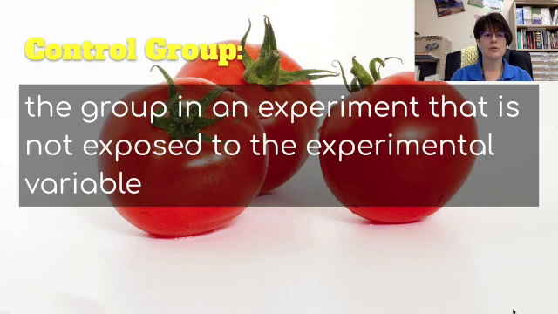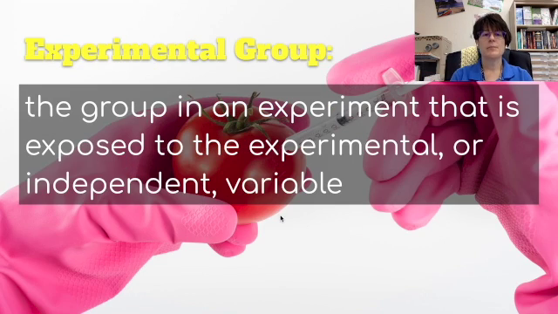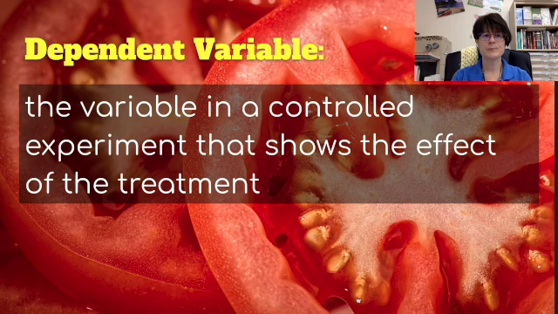We also have a control group. This is a group in an experiment that is not exposed to the experimental variable. So these tomatoes here are not being injected. They are the control group. The experimental group is injected with the independent variable, so this is the group in an experiment that is exposed to the experimental or independent variable.